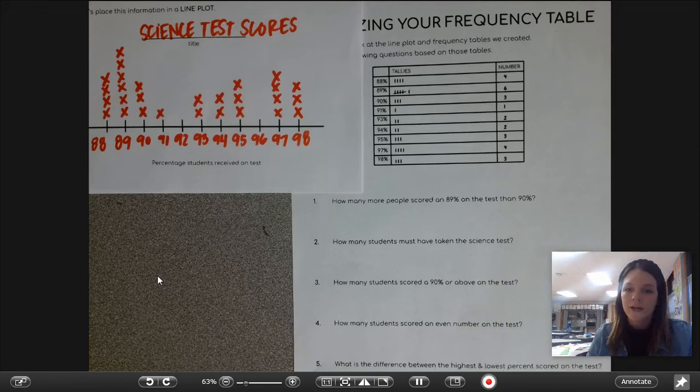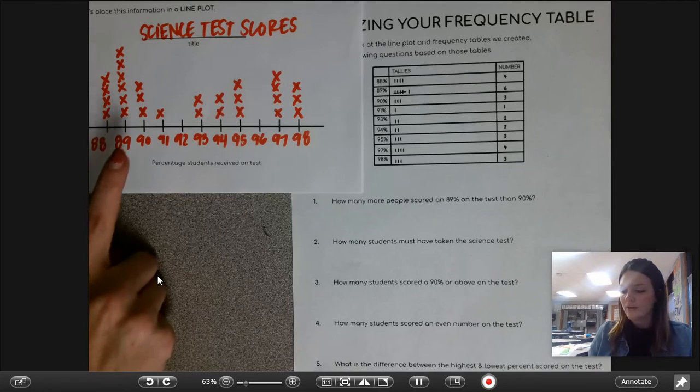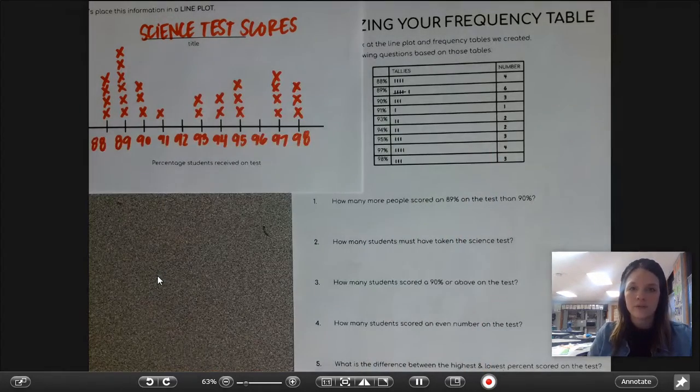Number 2, how many students must have taken the science test? Number 3, how many students scored a 90% or above on the test? Number 4, how many students scored an even number on the test? And number 5, what's the difference between the highest and lowest percent on the test? So take a second, answer those questions. I would listen to the question, pause afterwards, and use either the line plot or the frequency table to answer those questions.